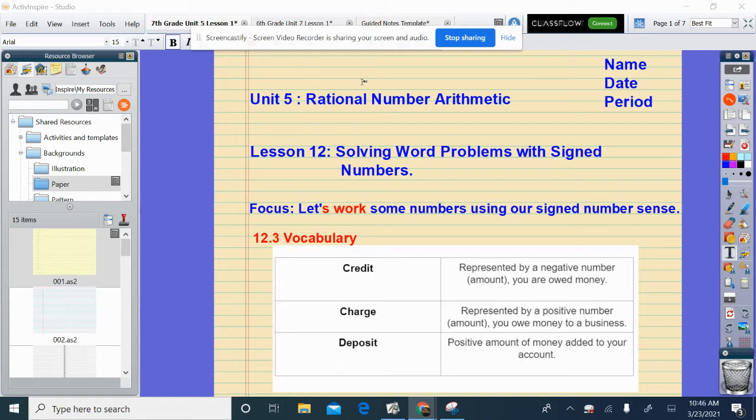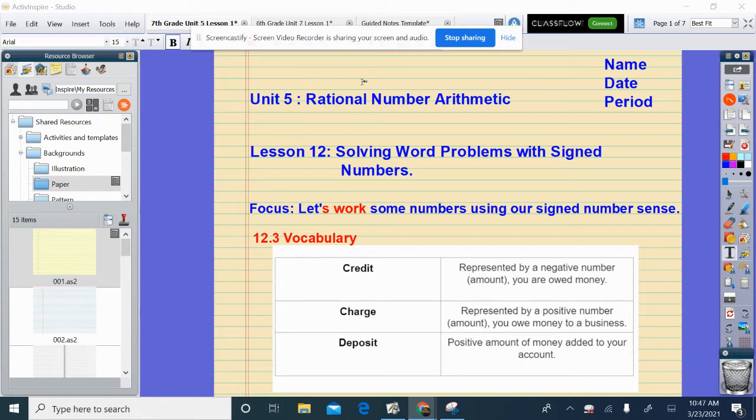Today is March 23rd, and this is seventh grade lesson number 12 from Unit 5, Rational Number Arithmetic. This goes along with the Nearpod lesson for daily lesson number 1, week 27.